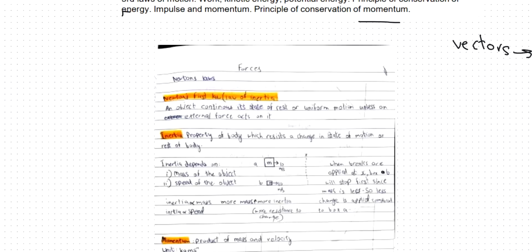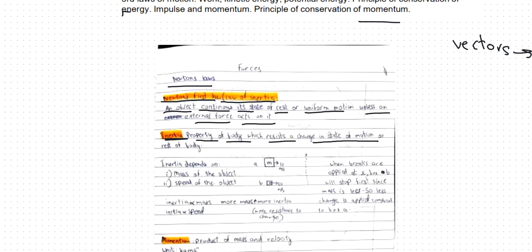So let's start with Newton's laws first. Newton's first law, or the law of inertia, states that an object continues its state of rest or uniform motion unless an external force acts on it. Inertia is the property of a body which resists a change in state of motion or rest of the body.